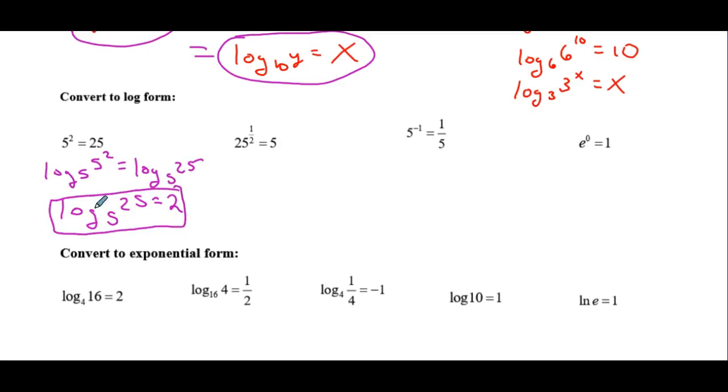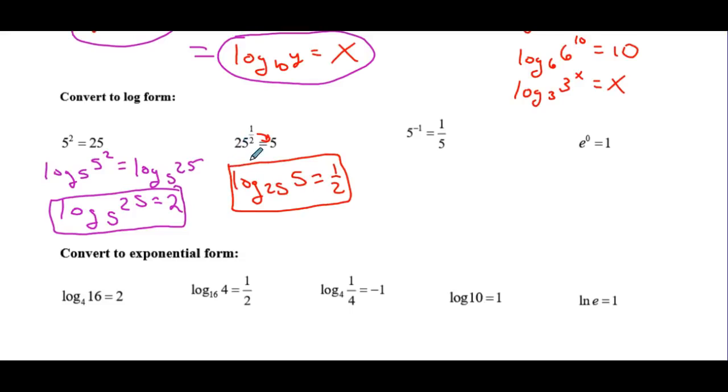Now, understanding that whole process, we can just take a shorthand version of this and say, okay, my base is 25, so I'm going to write log base 25, and then I'm just going to switch these two positions. So log base 25 of 5 is equal to 1/2. And that's it.